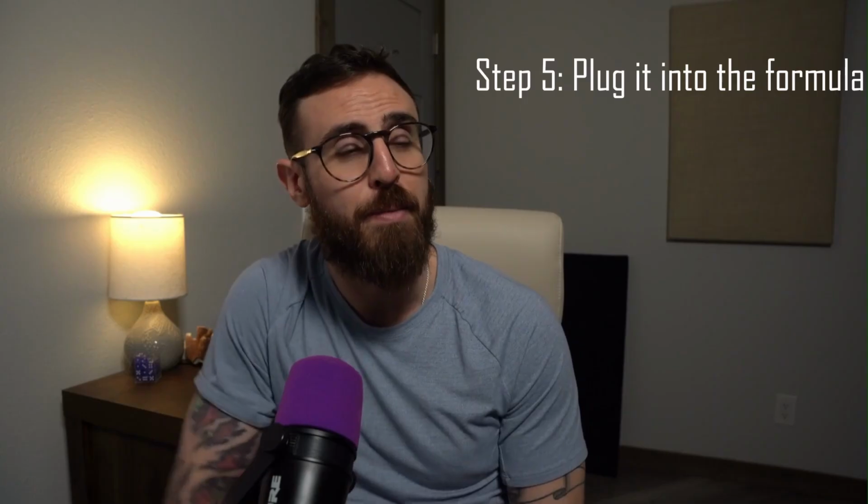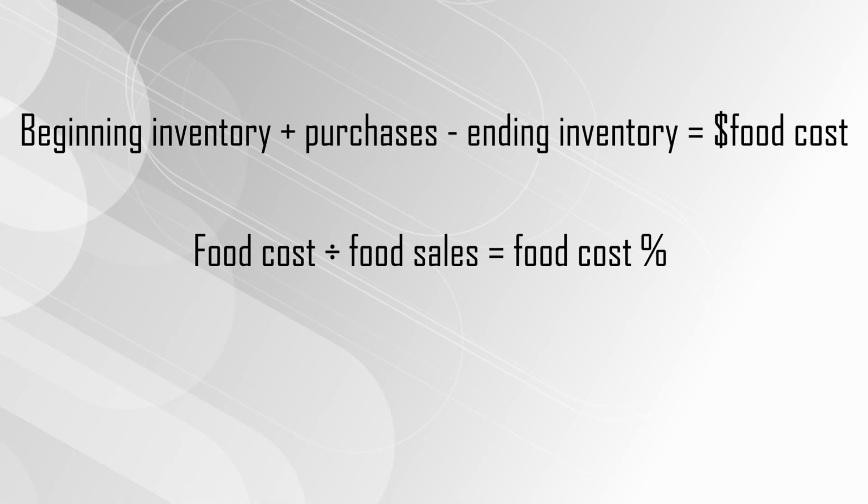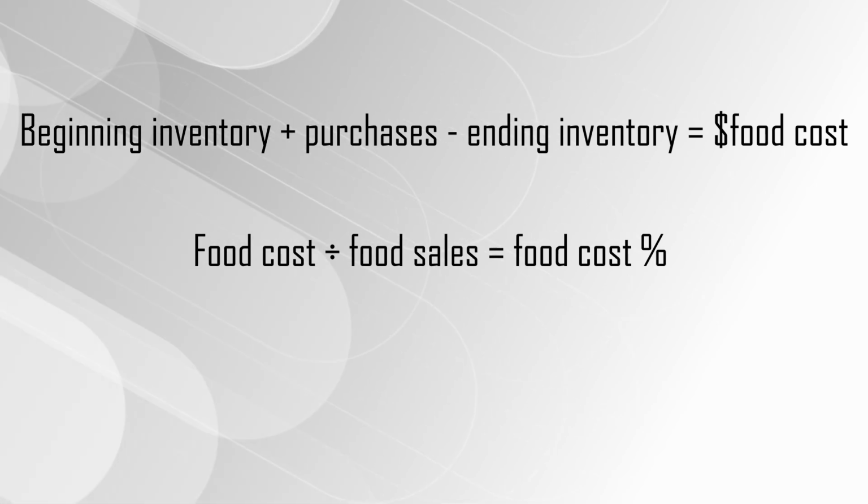Step 5, plug it into the formula. Beginning inventory plus purchases minus ending inventory equals food cost. Your food cost divided by your food sales equals your food cost percentage. That's it. You don't have to build a CFO dashboard. 5 lines in a Google sheet will usually do you just fine.